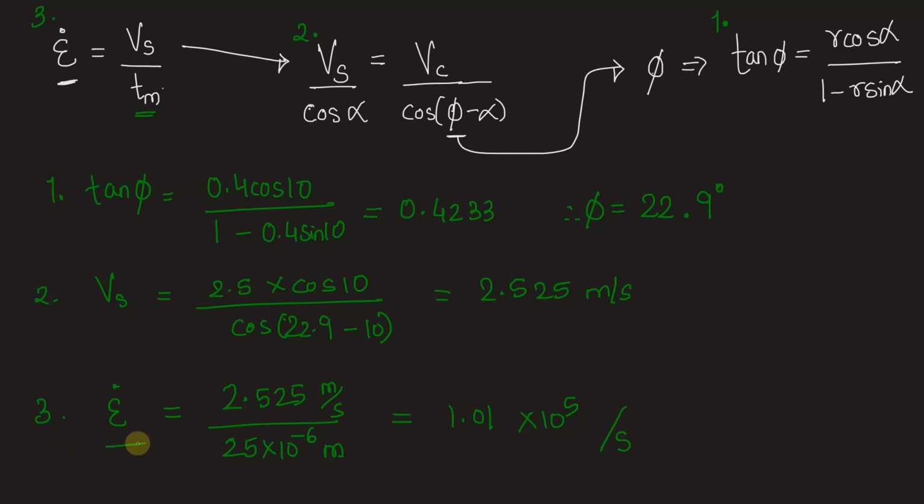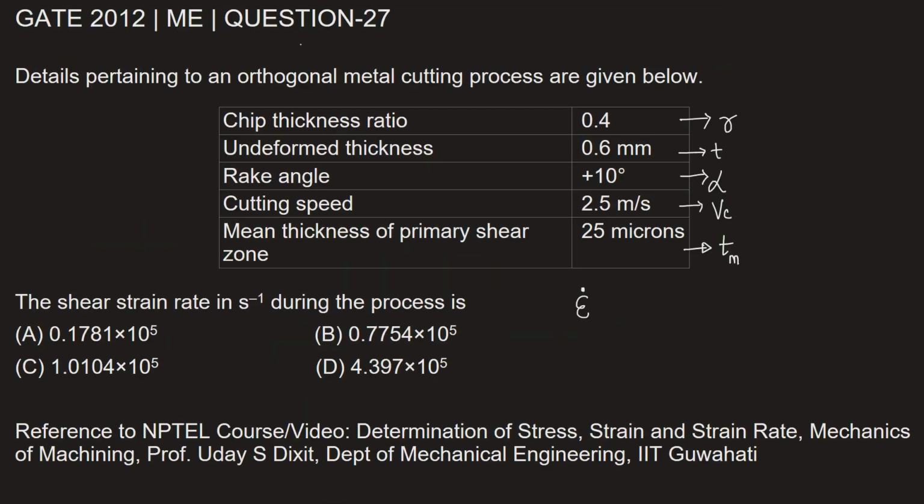Remember, this is shear strain rate and not shear strain. Shear strain is given as gamma, which is calculated with a different formula. This is shear strain rate. Let's go back and mark the correct option. So we have in the options, option C gives us the correct shear strain rate in per second, which is 1.0104 into 10 to the power 5.